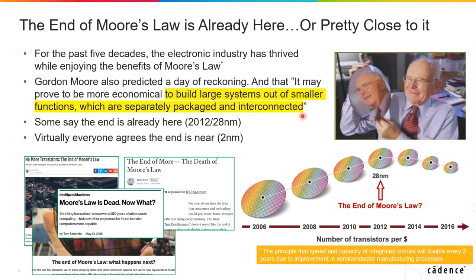First, I will start with the theme of the ending of Moore's law, or being close to the ending. We have enjoyed following his prediction for the past 50 years, but these days it has become very difficult to keep up, because of both technical and economic difficulties. Moore himself also predicted it, and he mentioned a possible solution: to build large systems out of small functions which are separately packaged and interconnected. This is, I think, a brief definition of advanced packages.